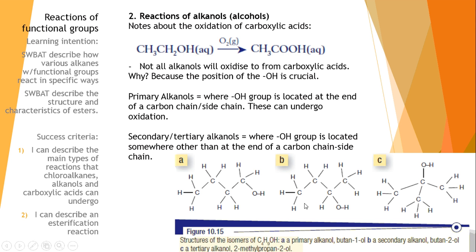Now, B over here is the same thing. It's butanol, but it's a different isomer, and the OH group is not attached on the end of the side chain, and therefore it is a secondary alkanol.